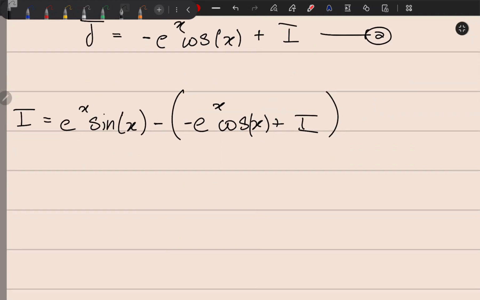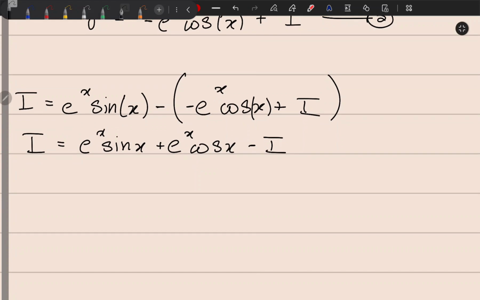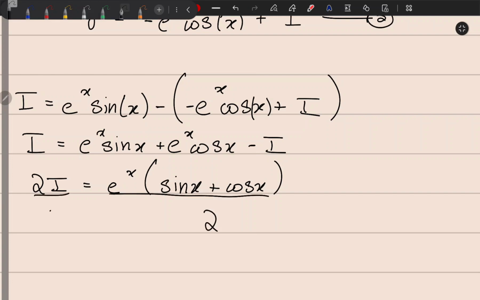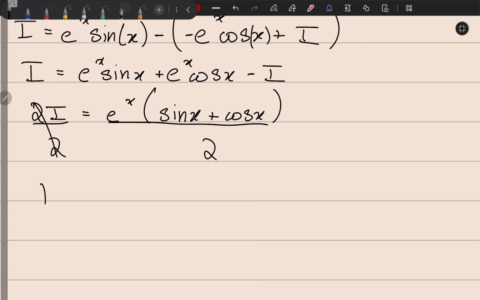And now we just need to solve for I, which should be pretty straightforward. I is equal to e to the x sine x plus e to the x cos x minus I. So now we bring the negative I to the left hand side. We get 2I is equal to e to the x. Let's take e to the x common actually. So we get sine x plus cosine x. And we can divide everything by 2 to get rid of the coefficient of I. So we have I is equal to e to the x by 2 into sine x plus cosine x.